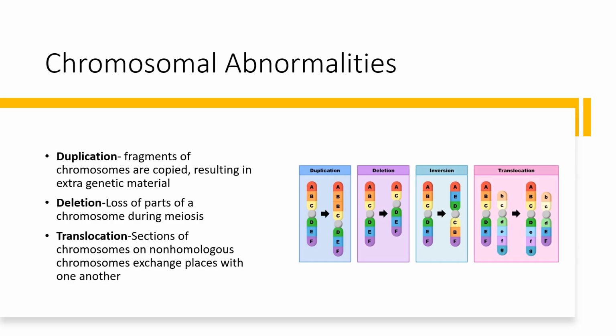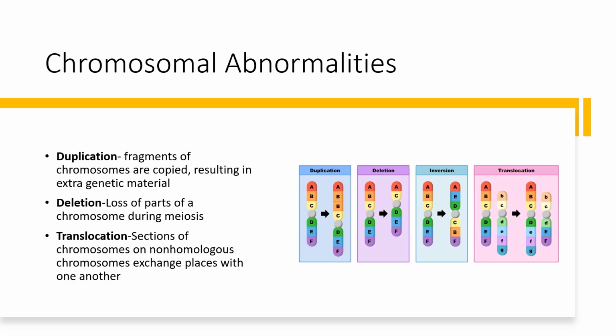So first up is duplication. This is exactly what it sounds like. A fragment of a chromosome gets copied, so now there's extra genetic material hanging around. And more DNA does not automatically mean better. Cells like balance, not bonuses. Next is deletion, which is usually more problematic. This is the loss of a segment of a chromosome during meiosis. If that deleted region contains essential genes, and it usually does, the downstream effects can be significant.